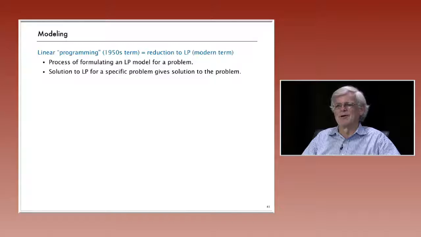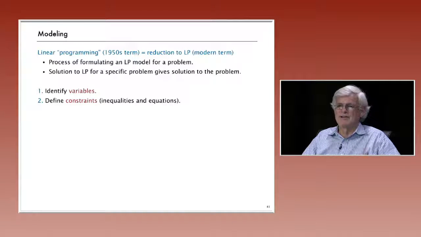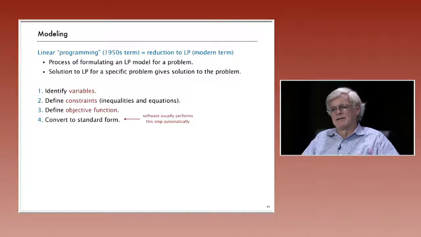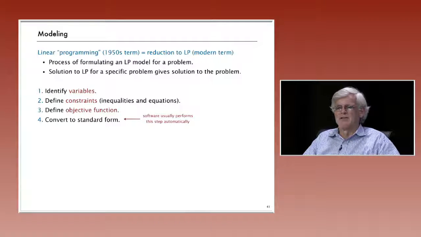Nowadays we call that reduction. We call that reduction to a linear programming problem. So it's the process of formulating your problem as a linear programming problem. And again, it's reduction. Solution to the linear program gives the solution to your problem. So what do you have to do? You have to identify what are the variables. You have to define the constraints, the inequalities and equations, and you have to identify and define an objective function. That's all you have to do, though. Once you have those things, then pretty much you have a linear programming problem. And you do have to convert to standard form, but usually you can count on the software to go ahead and do that.